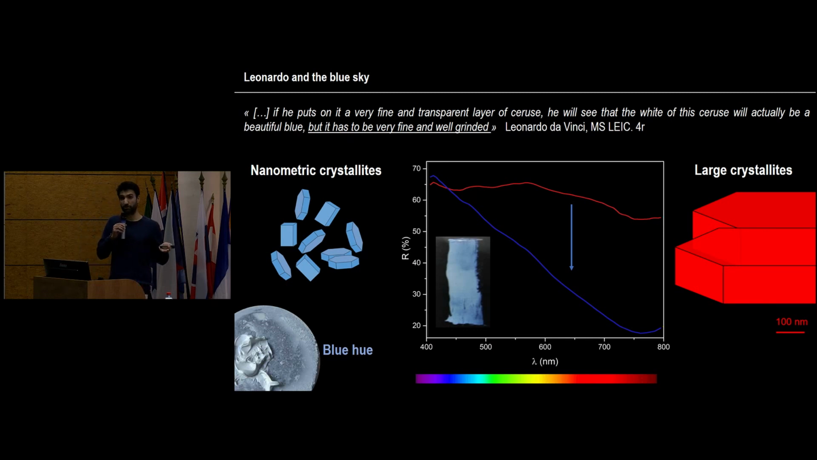We reconstructed this in the lab, so we synthesized the lead white with nanometric crystallites, and you can see indeed that this white has a very beautiful blue hue. On the opposite, if you have a lead white with big particles, well, it's very covering. This is basically a very white pigment.